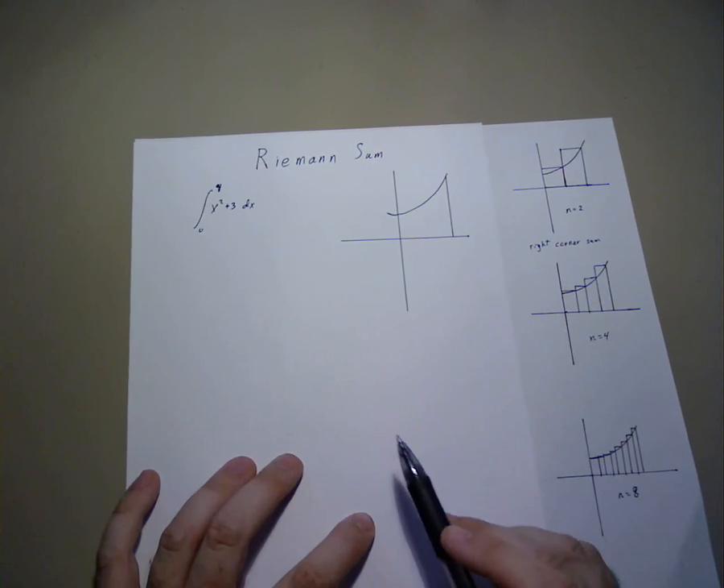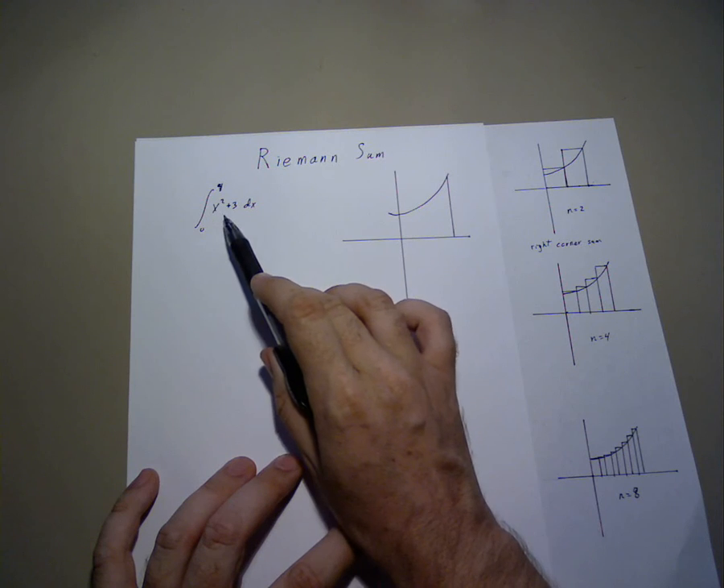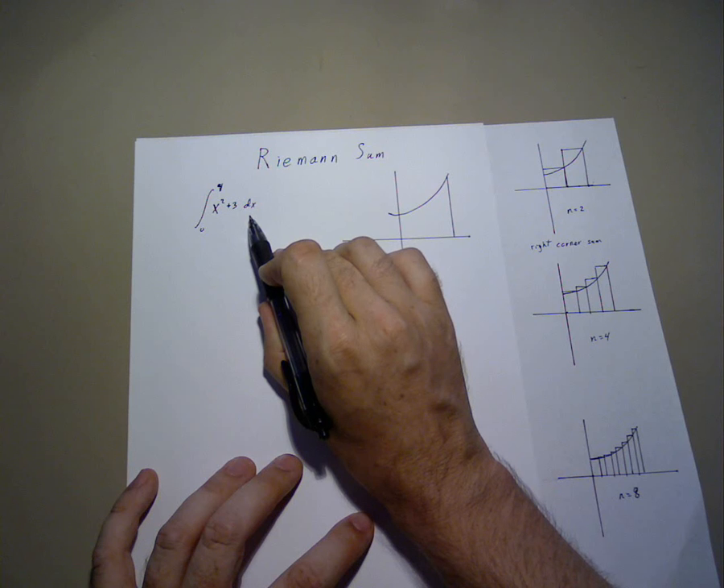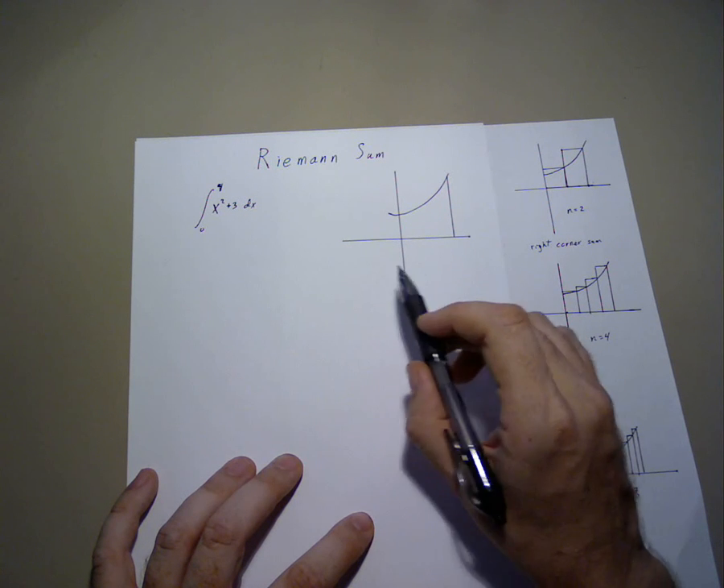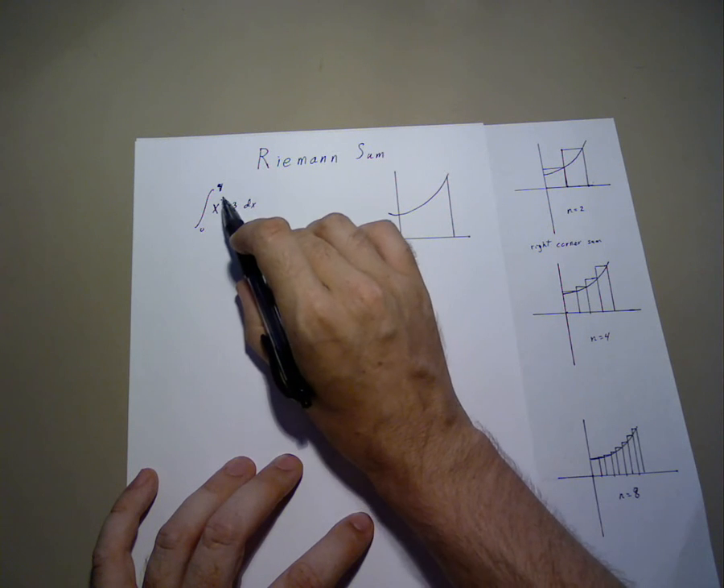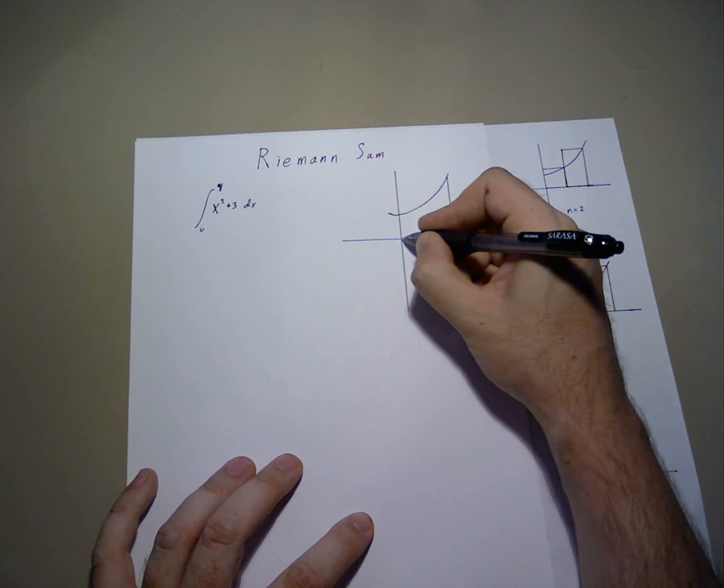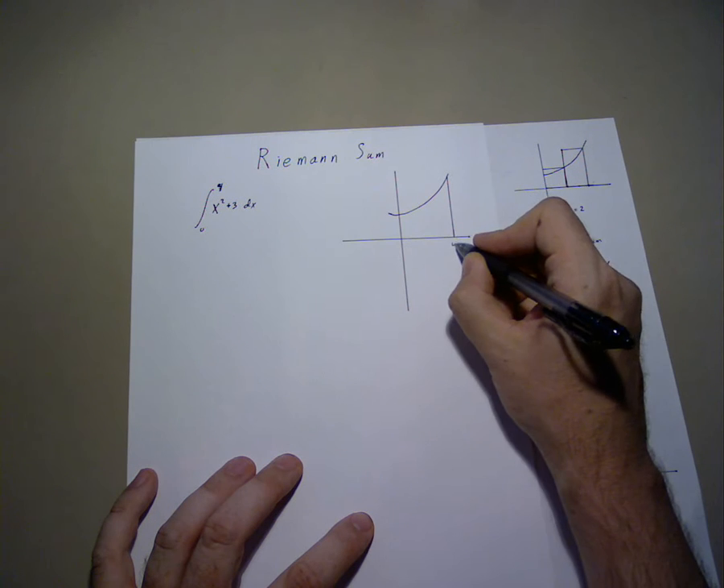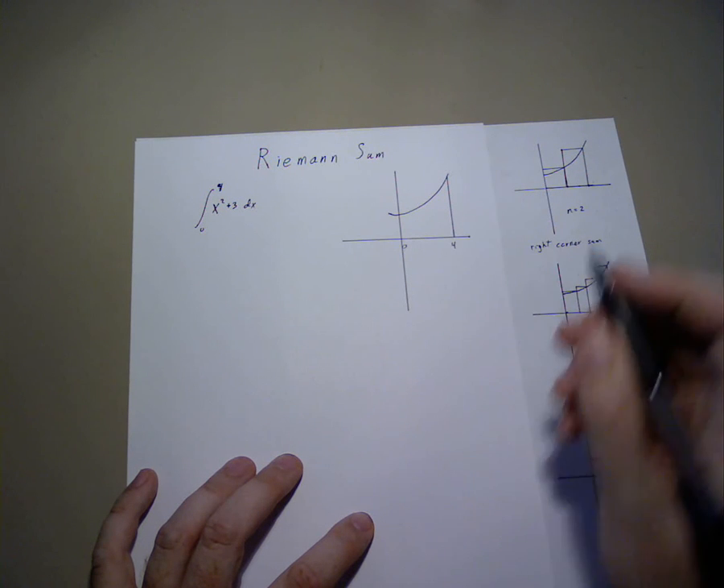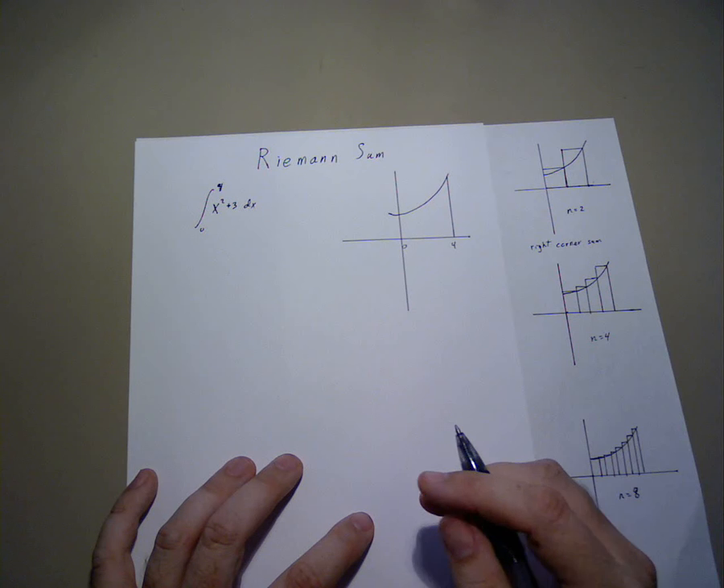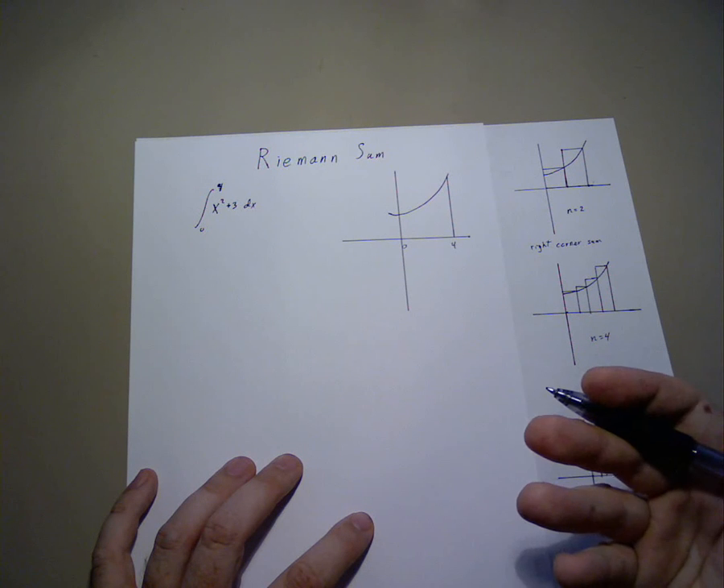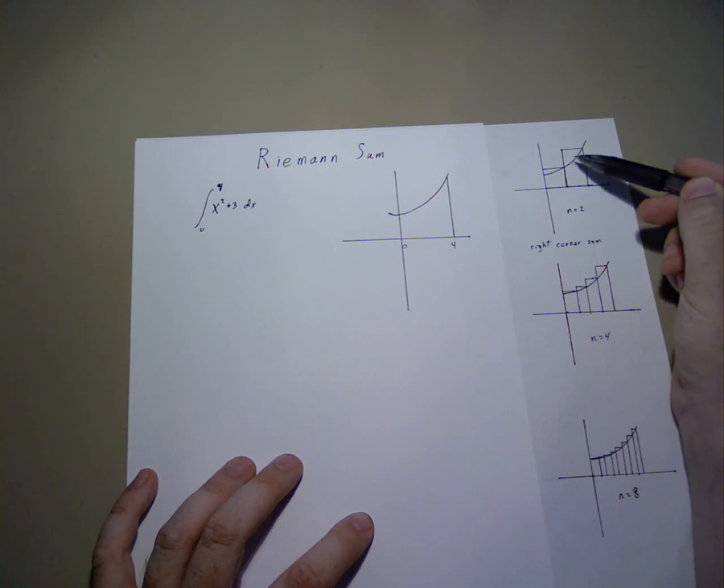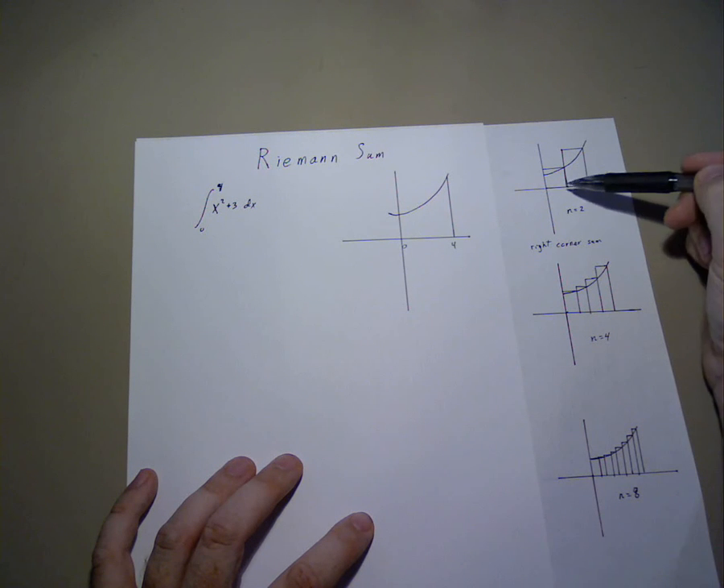In our example, we're going to use the function x squared plus 3 dx from 0 to 4. Our limits thus are from 0 to 4. In order to get the feel for what we're doing here, I would first like to find the area of these using n equals 2.